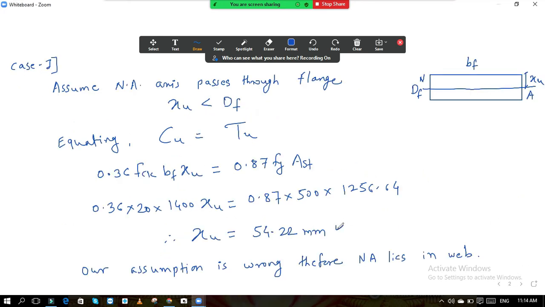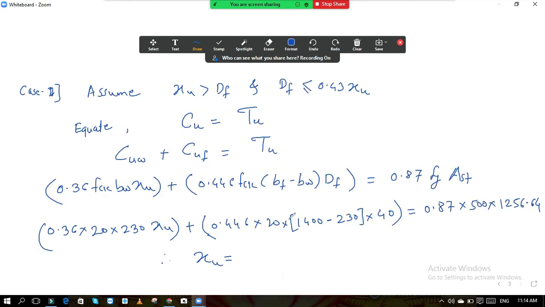This value is valid for case number 1 only. The conditions are different for case number 1. The conditions are again different for case number 2. So again for case number 2 you have to calculate the value of XU first.